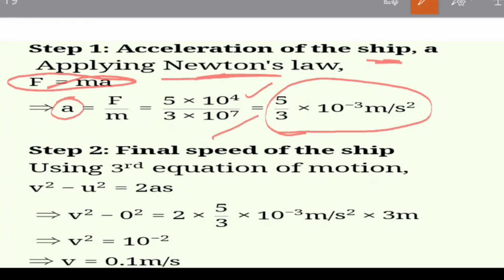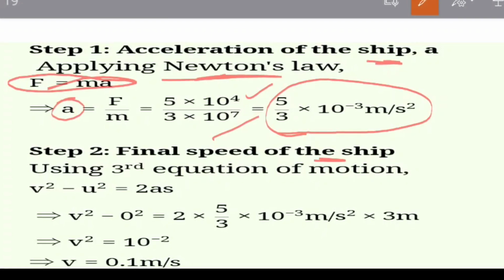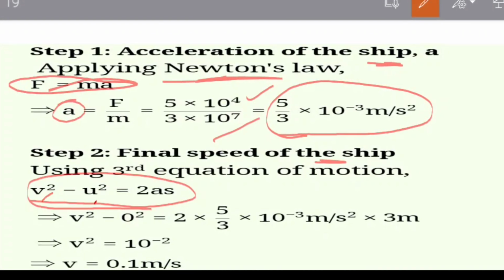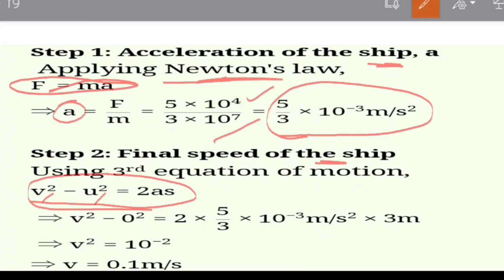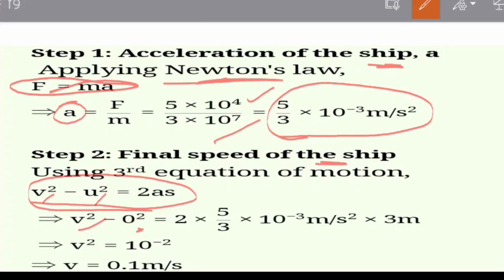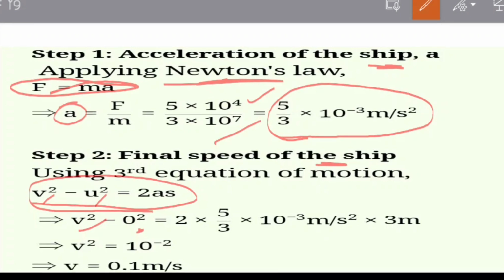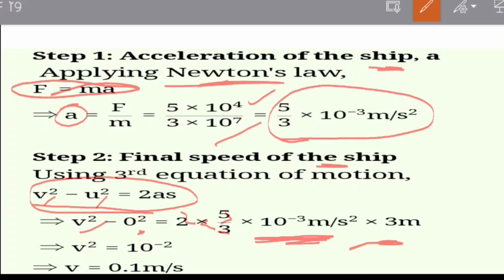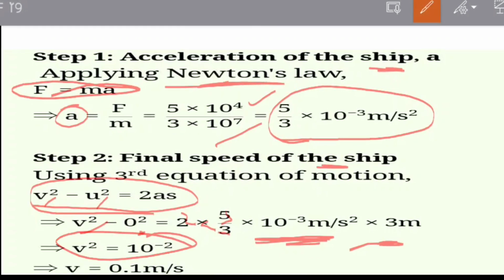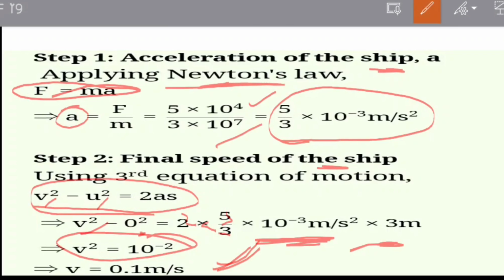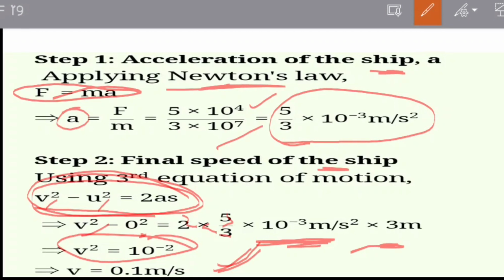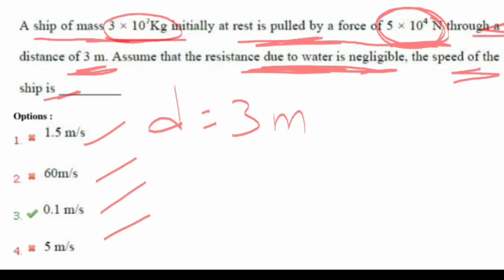Now the final speed of the ship. Using the third equation of motion, v square minus u square equals 2as. V square minus 0 square, since initial speed is 0, equals 2 into acceleration 5 by 3 into 10 to the power minus 3 into distance 3 meters. So v square equals 10 to the power of minus 2, so v is 0.1 meter per second. You should remember this equation, v square minus u square equals 2as. So the answer will be 0.1 meter per second.